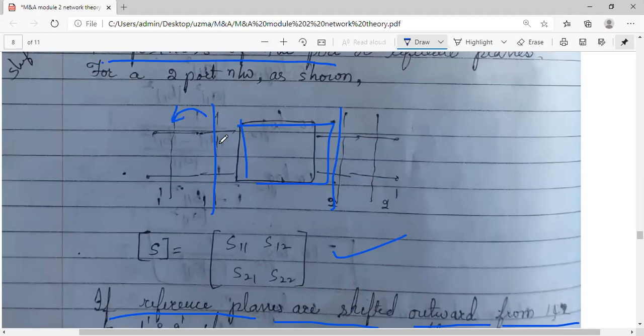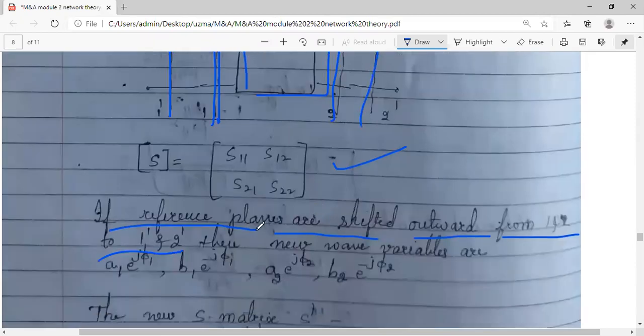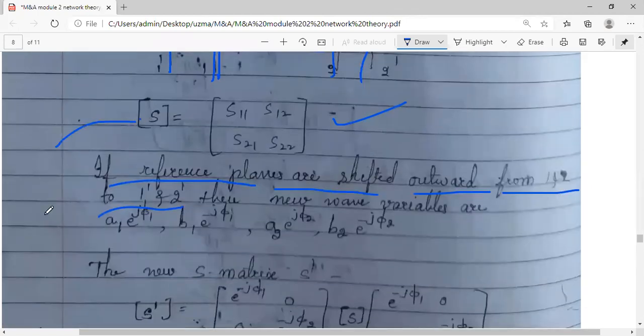The measurement is taken by looking at the position from which you are looking into port 1 and port 2 of the network. If you shift the reference planes, the position is shifted to 1 dash and 2 dash. So what will happen to the S matrix? The new S matrix will be, say, S dash.